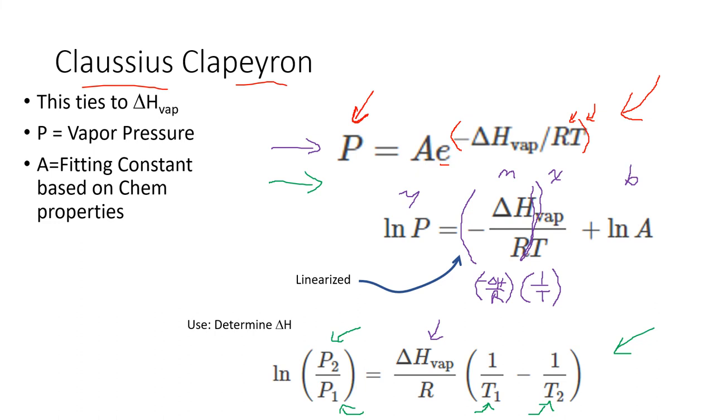Well, doing that leaves R as a constant. We know that. So that leaves this right here to determine the slope of a line. And if we do that, we can use that to determine the delta H of vaporization for a system.